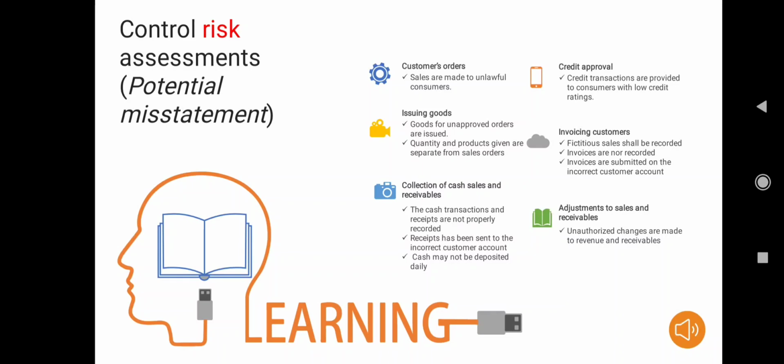Next, collection of cash sales and receivables. The cash transactions and receipts are not properly recorded. Receipts have been sent to the incorrect customer's account, and cash may not be deposited daily. And the last function is adjustment to sales and receivables. Unauthorized changes are made to revenue and receivables.